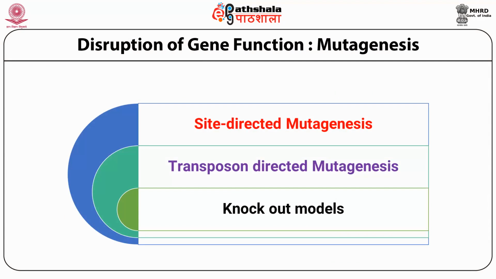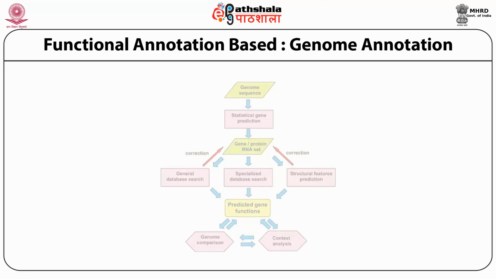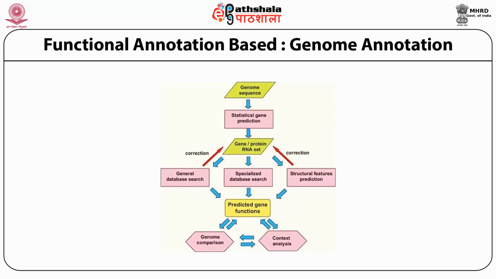Mutagenesis is another strategy to eliminate a gene function. It may be induced at several levels. It could be directed to a specific nucleotide, as in site-directed mutagenesis, to a transposon, or could be aimed to remove or knock out a complete gene as a whole. Now, we move on to the functional annotation-based methods.